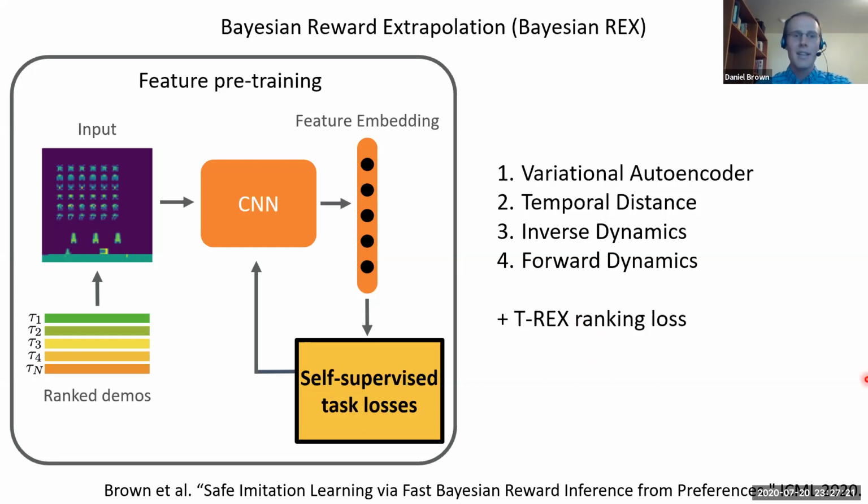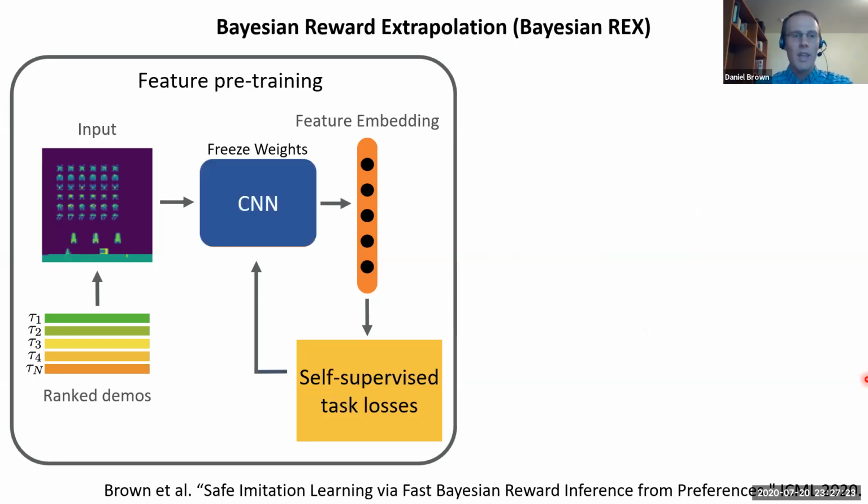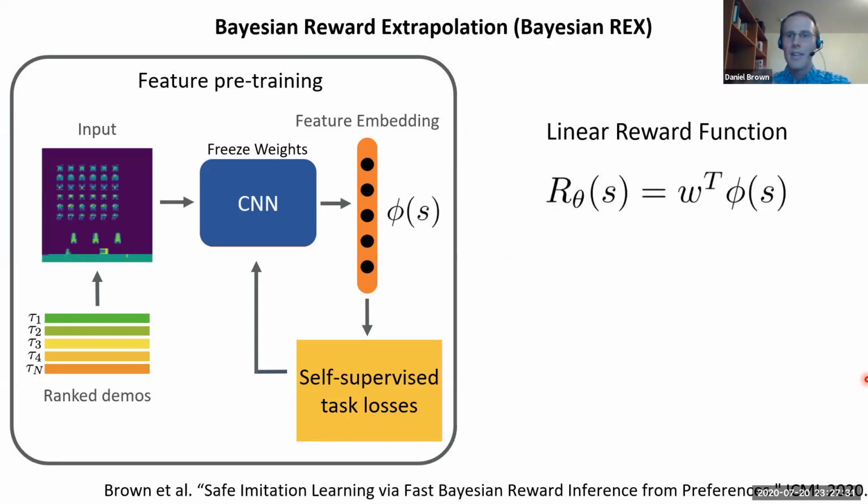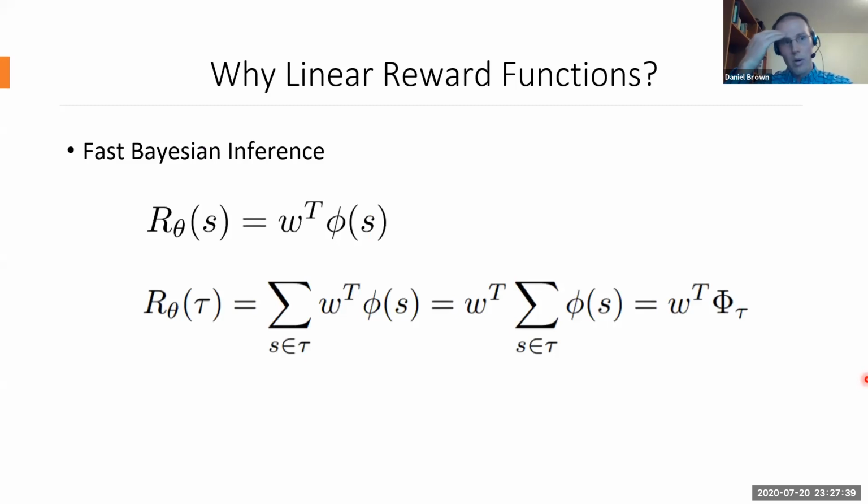So we can train this as a pre-training step. We can then freeze all but the penultimate layer of weights. This gives us a feature embedding, which I'll call phi of S. And this allows us to represent the reward function as a linear combination of these learned features. So why do we want a linear reward function? One of the reasons is that it makes Bayesian reward inference much faster.